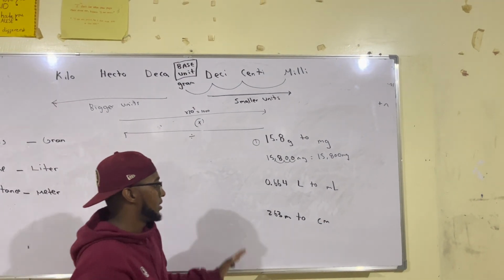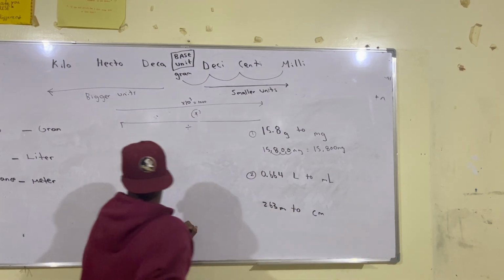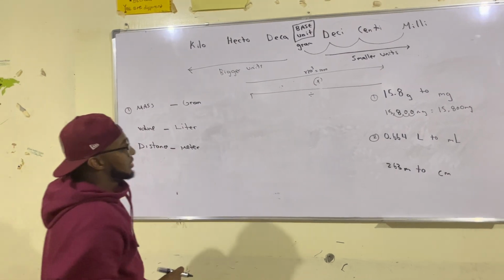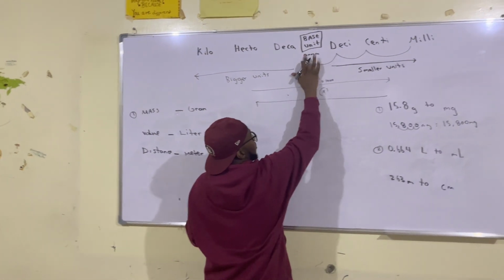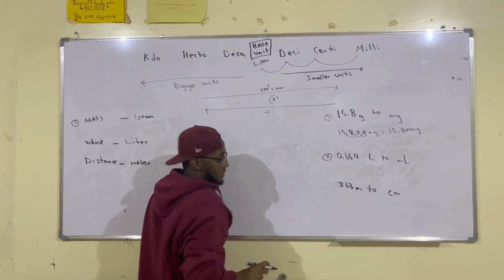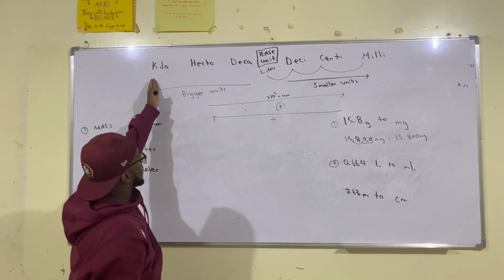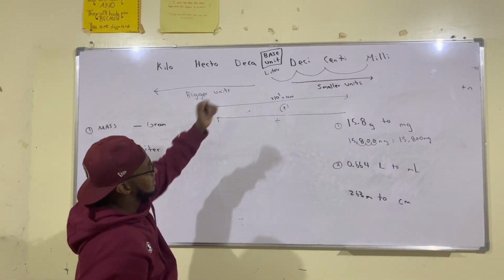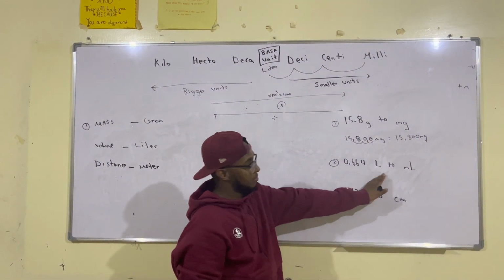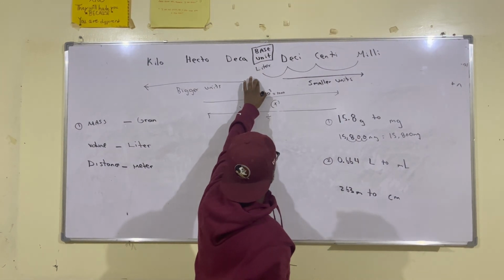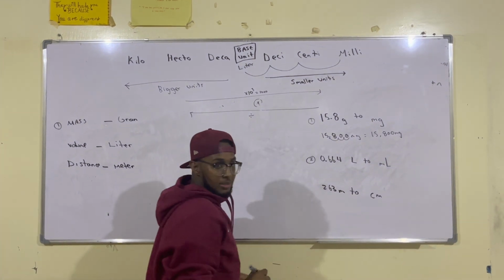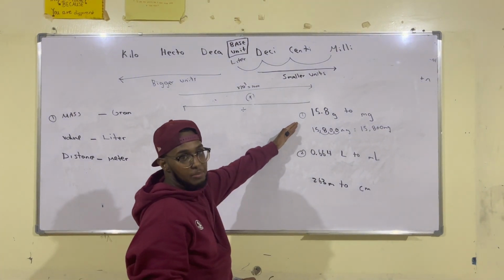Okay. For the second one, we're going to do volume. And it's the exact same thing. The only difference is the base unit is now liter instead of gram. Okay? So it's kiloliter, hectoliter, decaliter, liter, deciliter, centiliter, milliliter. Okay? And we're going to convert from liter to milliliter. So liter is the base unit, it's right here. Milliliter is right here.